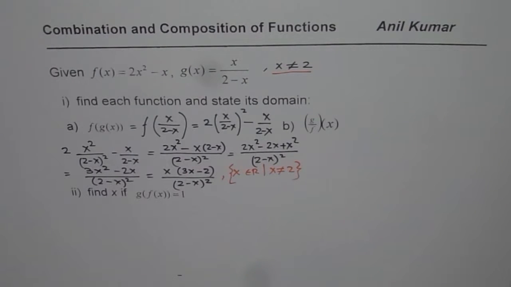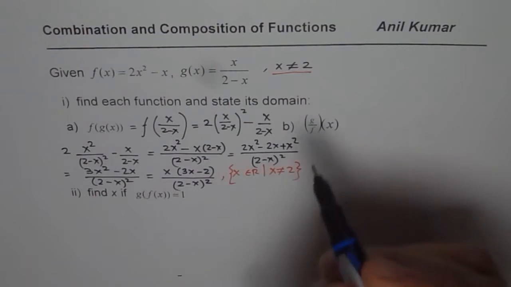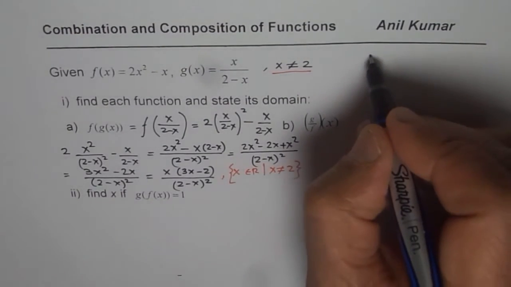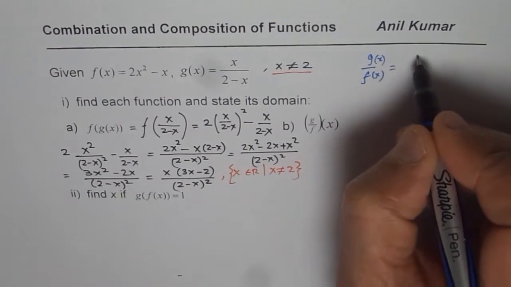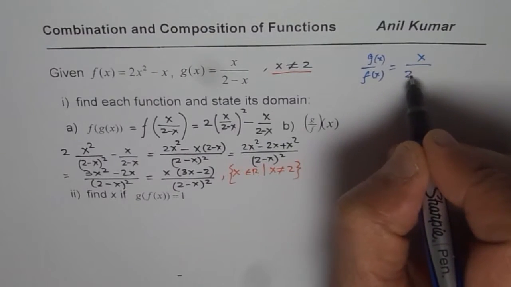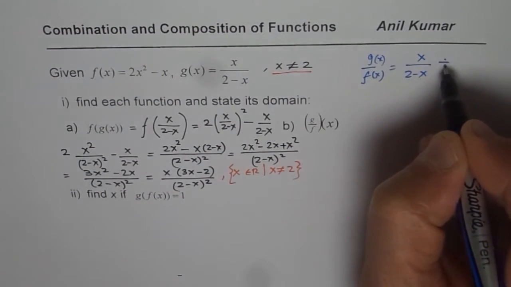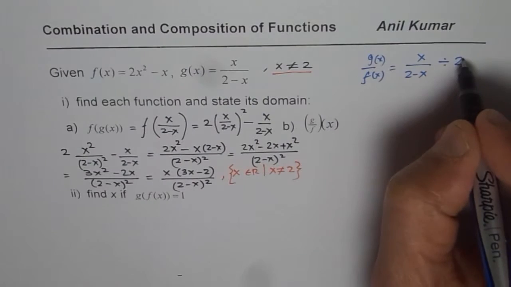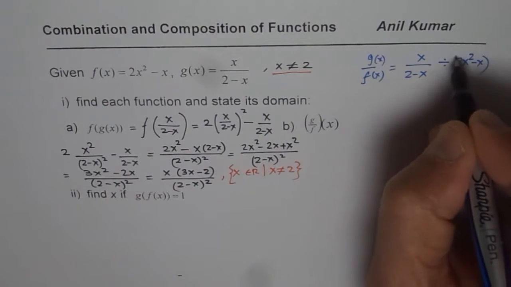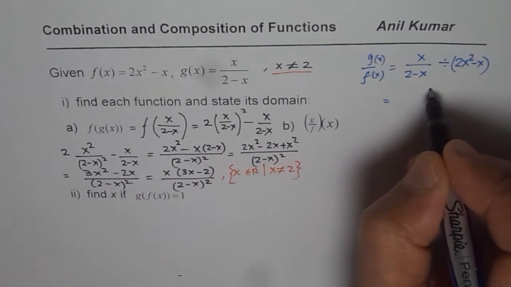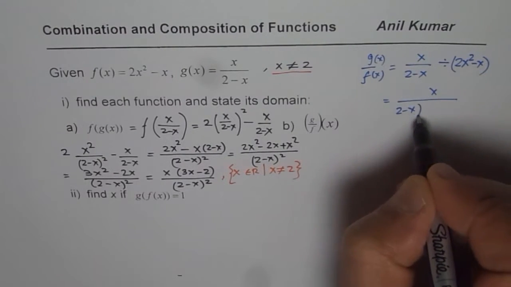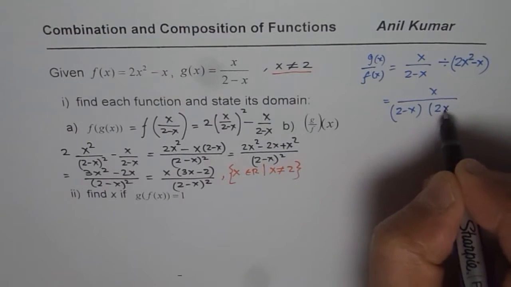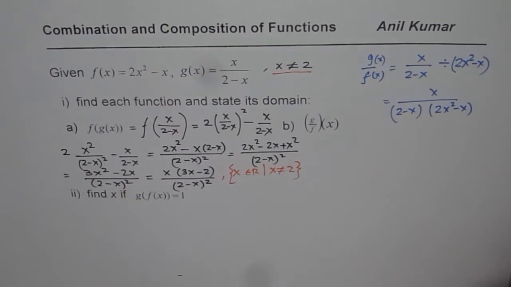Now let's do part B of this question, which is g divided by f. So let me write big and bold here, g divided by f of x. So we can say g of x divided by f of x. g of x is x over 2 minus x, right? And we are going to divide by 2x squared minus x. So we could write this as x over 2 minus x times 2x squared minus x. That is how we can write.